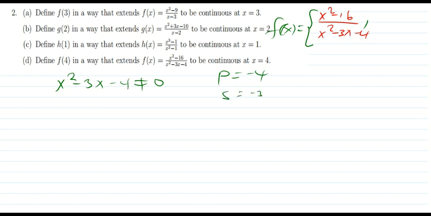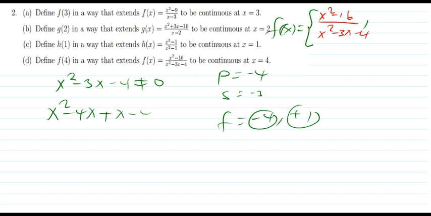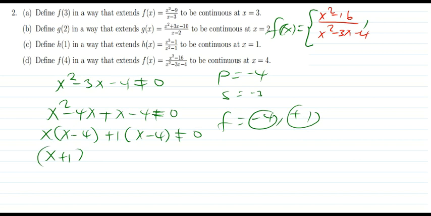The factors, I believe, are negative 4 and positive 1. So that if I do this plus that, negative 3 times negative 4. Meaning I have x squared minus 4x plus x minus 4 should not be equal to 0. Then I can factor out x, so it will be x minus 4. Here I factor out 1, x minus 4 should not be equal to 0. So x plus 1 and x minus 4 should not be equal to 0.